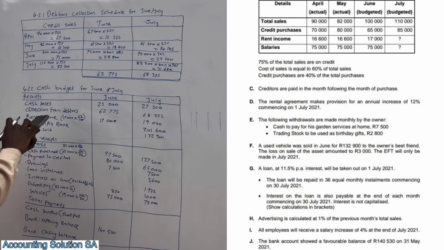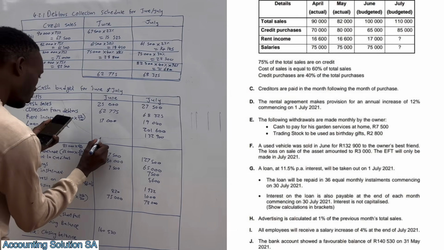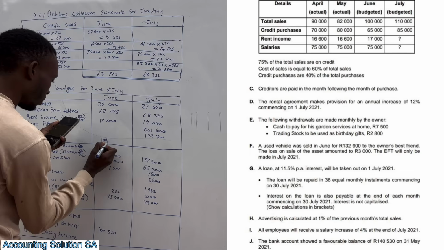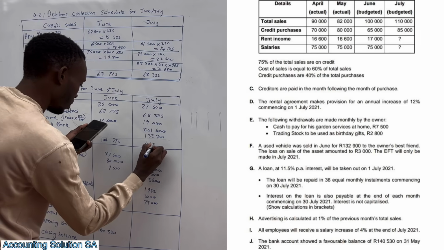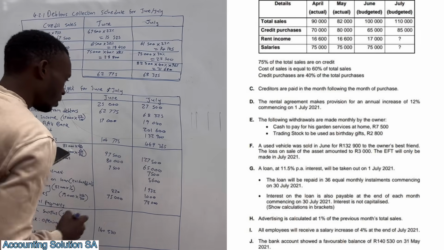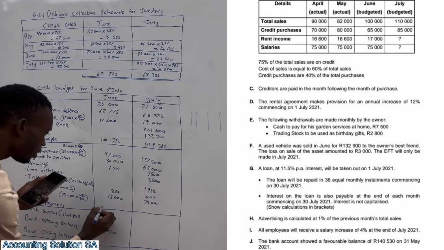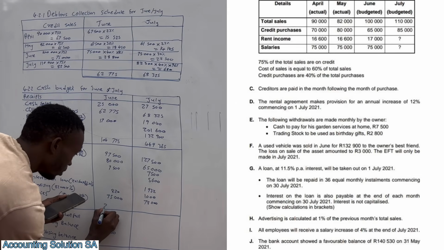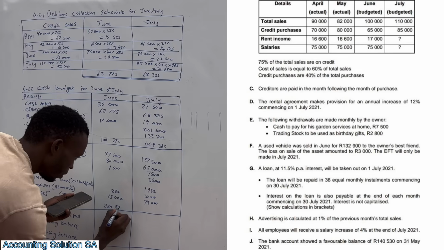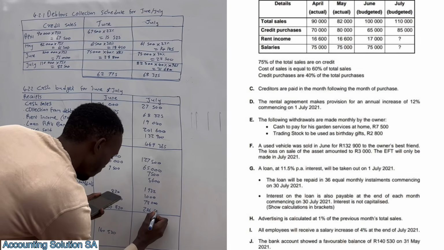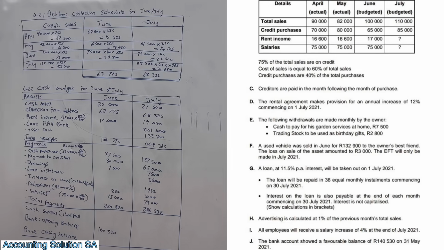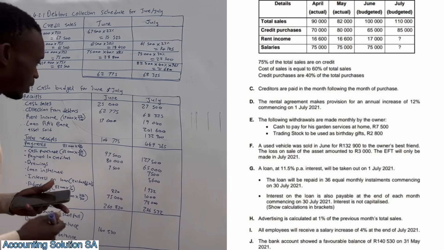Let's calculate the total. The total receipts for June was 104,775. For July, it was 449,365. Okay, then for total payments, when we add everything, it is 260,820, and this side is 286,532. Okay, now we want to calculate a shortfall or cash surplus. Shortfall is negative, surplus is positive.